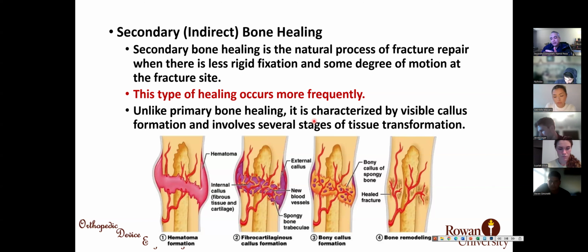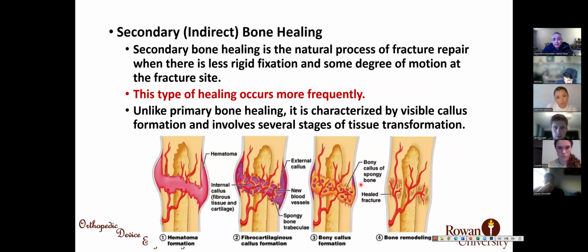When we have a strain between 2% and 10%, secondary bone healing happens. We don't have any primary bone healing. So it doesn't matter if we have rigid fixation or we don't have any rigid fixation. Irrespective of the amount of gap, when we have a strain between 2% and 10%, secondary bone healing happens. It is much more frequent.